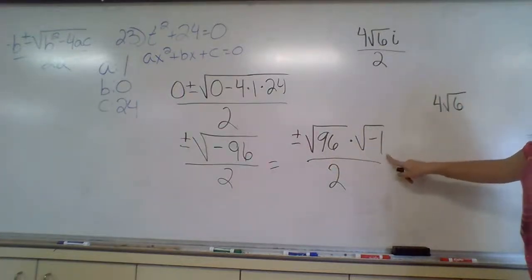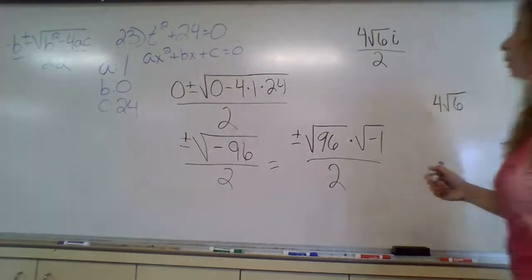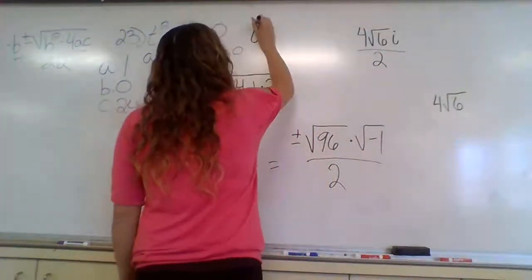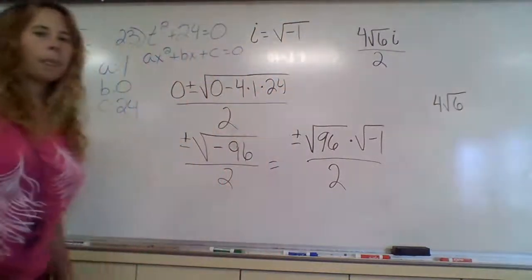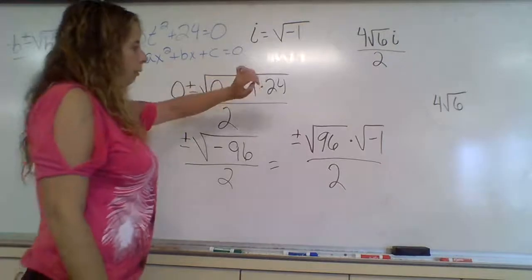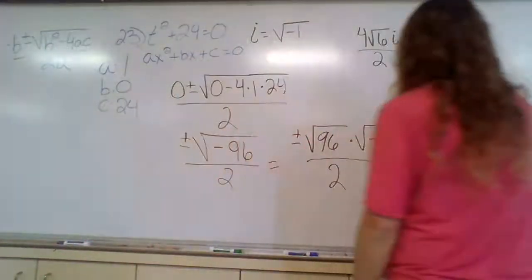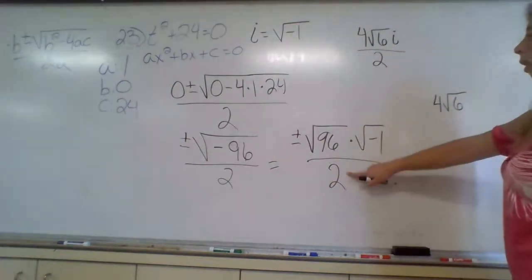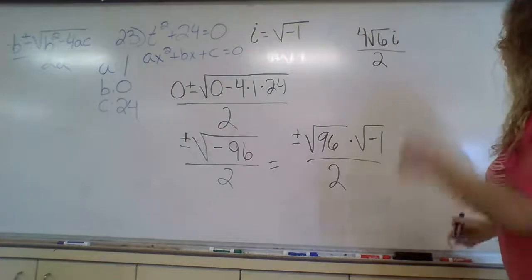And then i is equal to the square root of negative 1. I should write that somewhere. i is equal to the square root of negative 1. So I substituted in i for the square root of negative 1. So that's where I got my i. And then it's still all over 2. All right. Here we go.